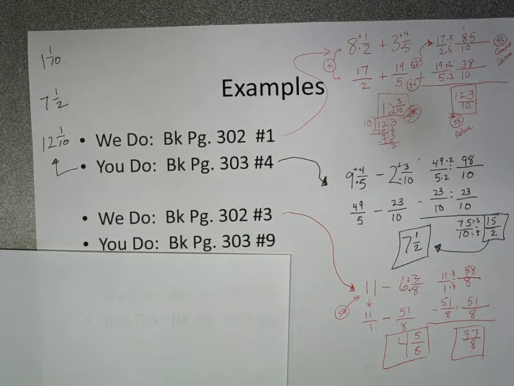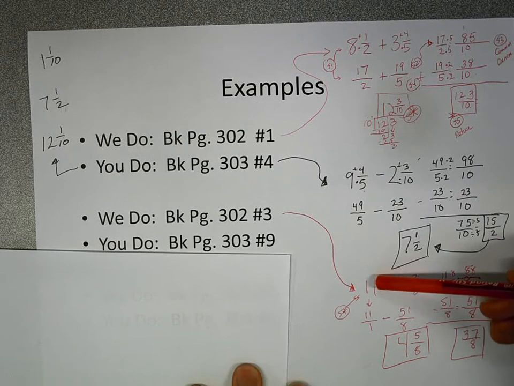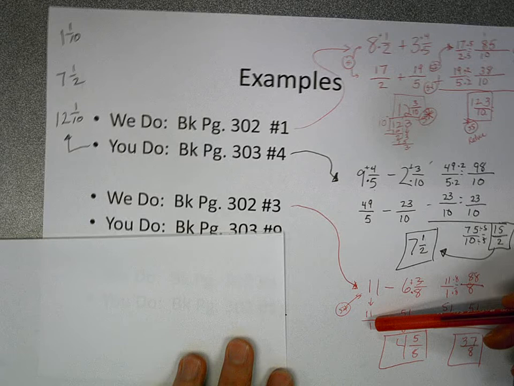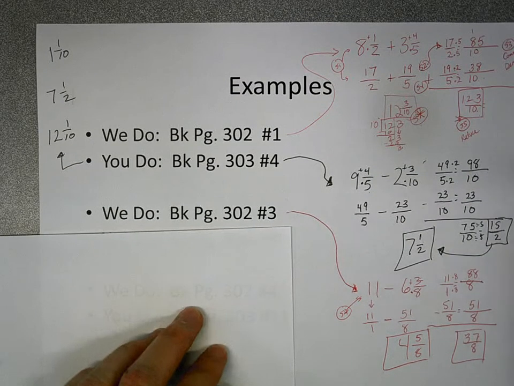So, I mean, that was just a little extra practice. The one major thing is when you have a whole number, when you convert it to an improper fraction, that's how you're doing it. Okay? All right. Questions on that part?